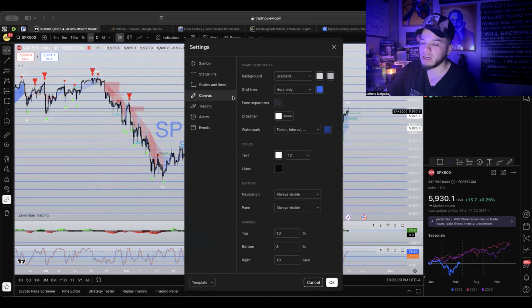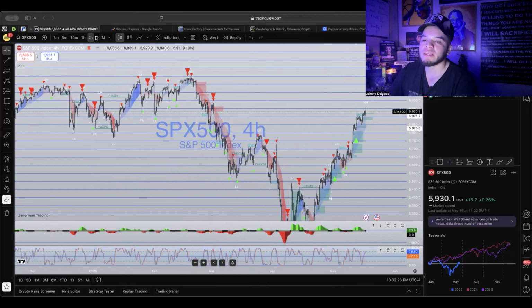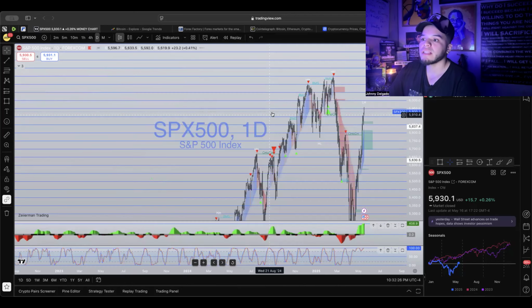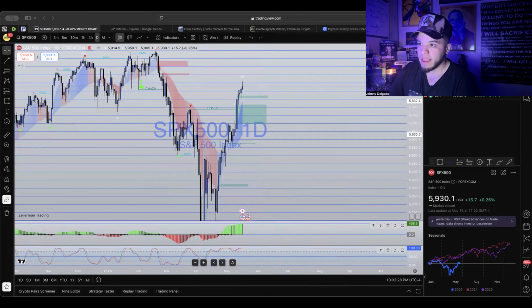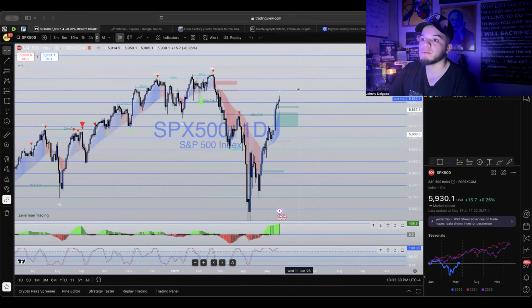So the first thing you want to do is come here where it says grid lines, and make sure you have it at horizontal only, and then put it to a color that you generally really like. For me, I like the color blue. Again, it's all up to you. Now, once you have that in play, I personally like to go to the daily time frame. Why? Because again, I get a deeper view of the market.